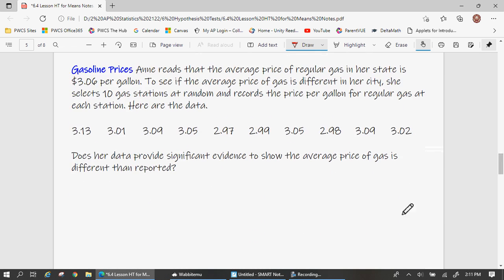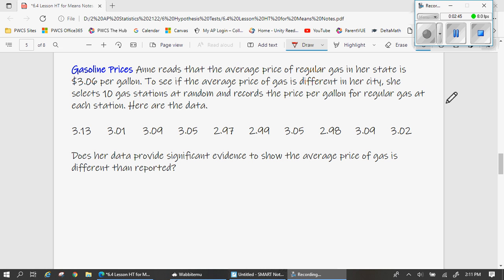So go ahead and take a minute to read this problem about gas prices. So let's talk about assumptions and conditions. We're trying to see if this data from 10 gas stations in this state show evidence that the average price of gas is different than what they're reporting it is.